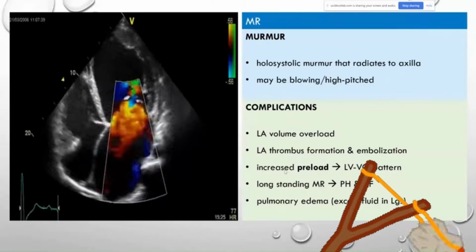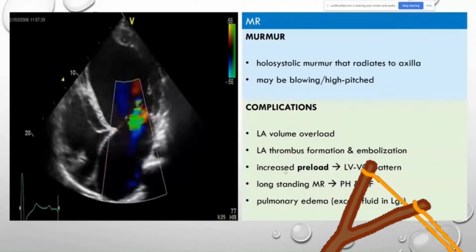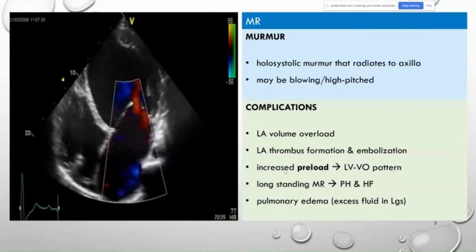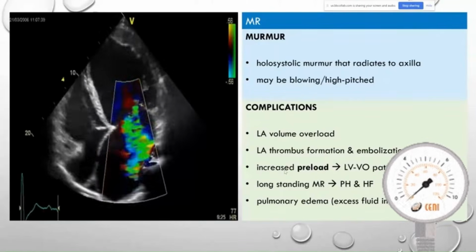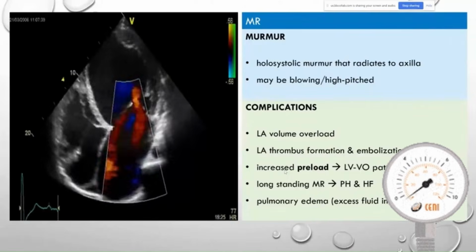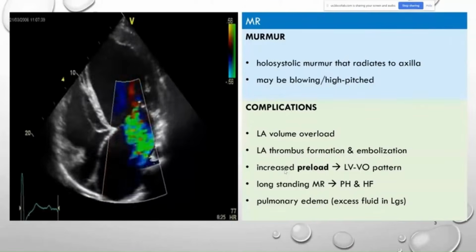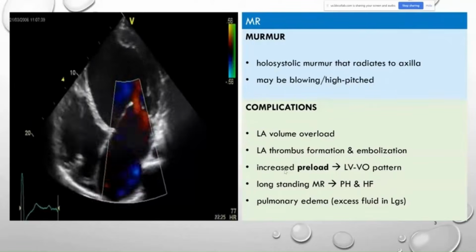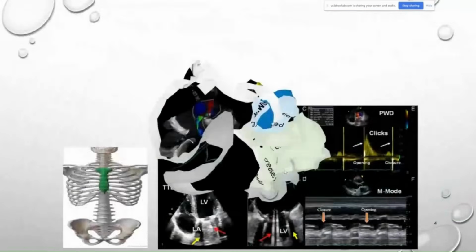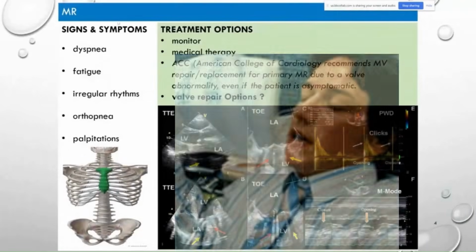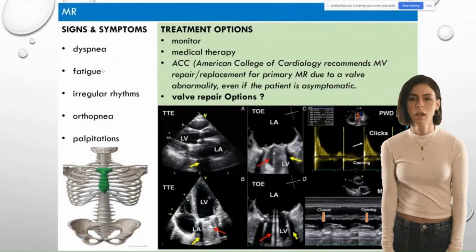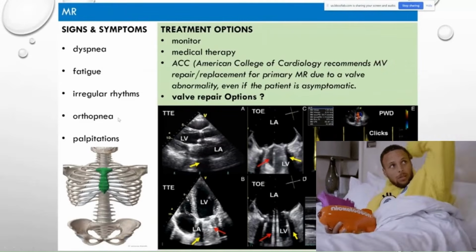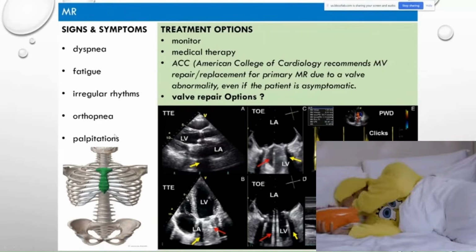Now, preload is the initial stretch of our heart muscles before it contracts, and it's related to how well the ventricle is going to fill. Afterload is the pressure against which the heart has to work in order to eject the blood during systole. Keep that in mind. So if a person has severe enough MR, they're probably going to have symptoms, and these are the symptoms. So you're going to have dyspnea, which is shortness of breath, fatigue, irregular heart rhythms, orthopnea, which is shortness of breath when you're laying down, and palpitations.